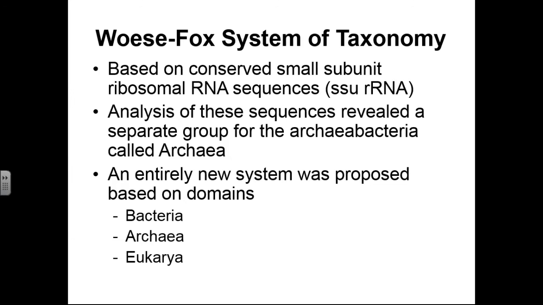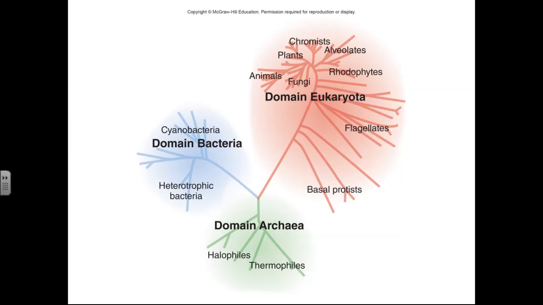As we look at the sequences that make up the small subunits of the ribosome, it's been found that there are separate groups to separate bacteria from archaea, or archaebacteria. So we have a totally new system that was proposed in the late 1990s. These domains are now bacteria, archaea, and eukarya. And this is all based on the genetic information. We, as human beings, fall into domain Eukarya, and then there's domain Bacteria and domain Archaea.